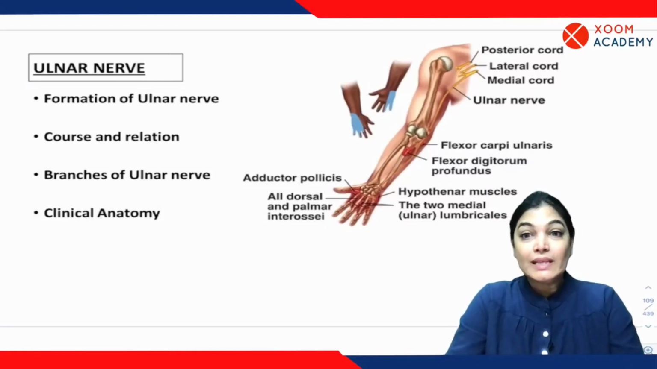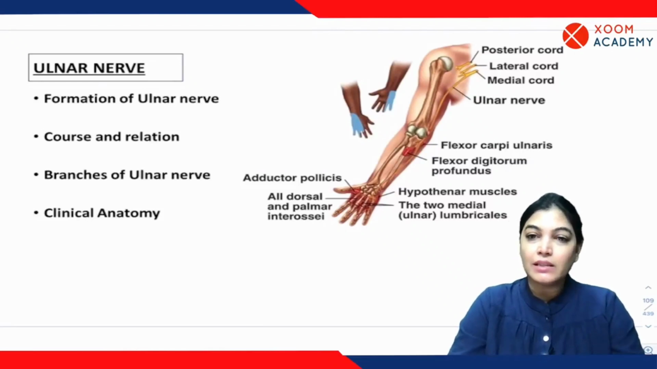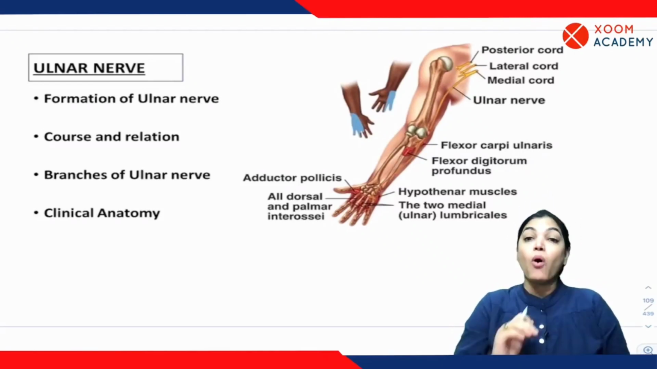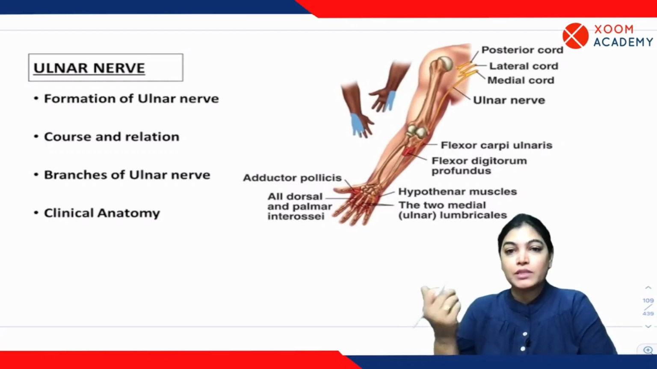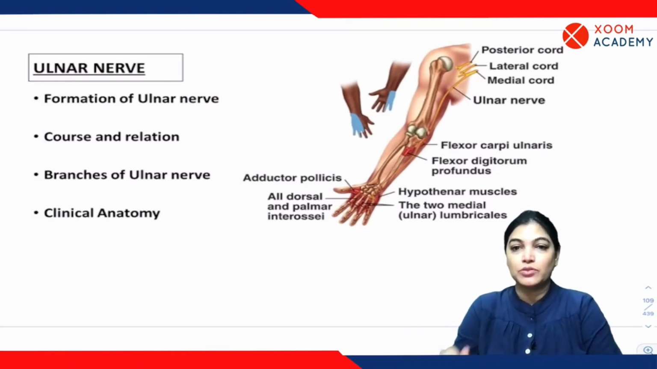Hello everyone. So let's start with the discussion of the ulnar nerve. Ulnar nerve, median nerve, and radial nerve are the three important nerves for which we will study all the details. We will study how it is formed, what its origin is, the entire course and branches of this nerve, and also the clinical anatomy related to the topic.